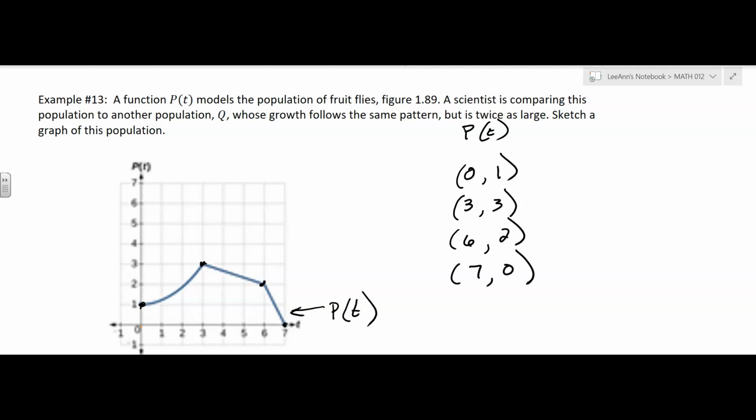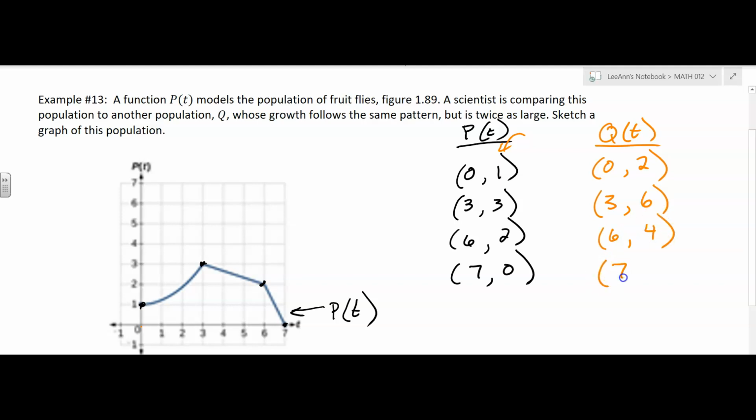Okay, so now q of t, what's going to happen when we want to graph that is we're going to double all the outputs, right? Just the outputs. So keep the input the same, and then you're doubling the output. Notice this time on that last point, the 0 stays a 0 because 2 times 0 is just 0.